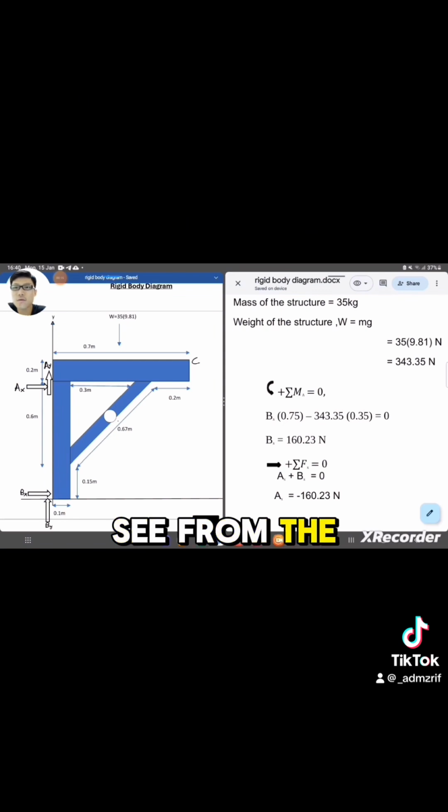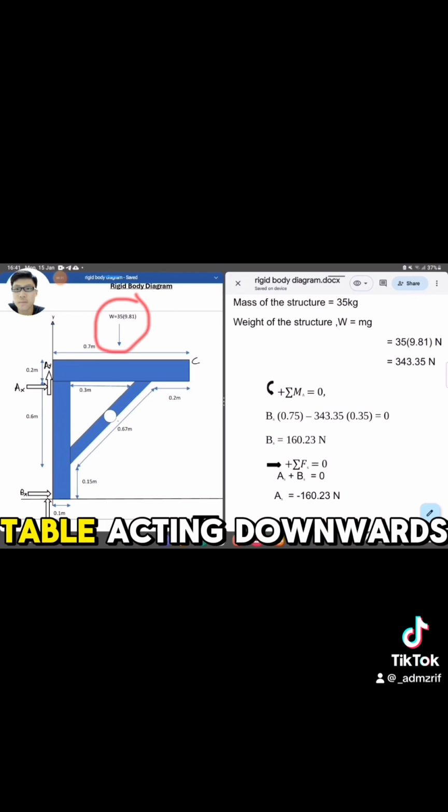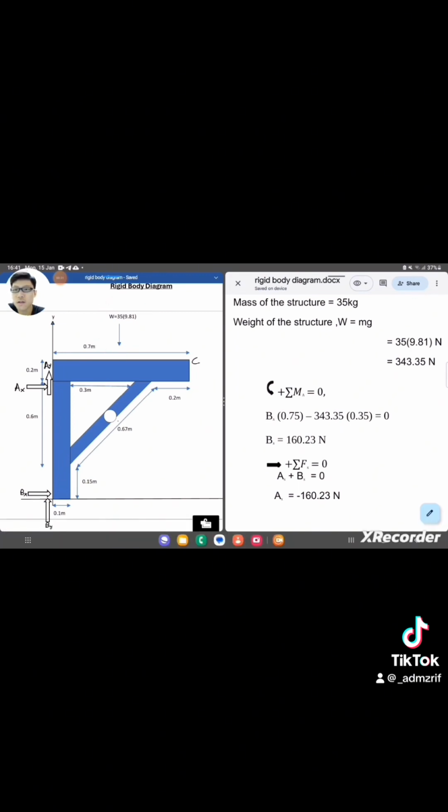So you will see from the rigid body diagram, we have split it into 3 points. First is point A, point B, and point C. There are many forces in the structure. First is the weight of the table acting downwards. The second is at point A.